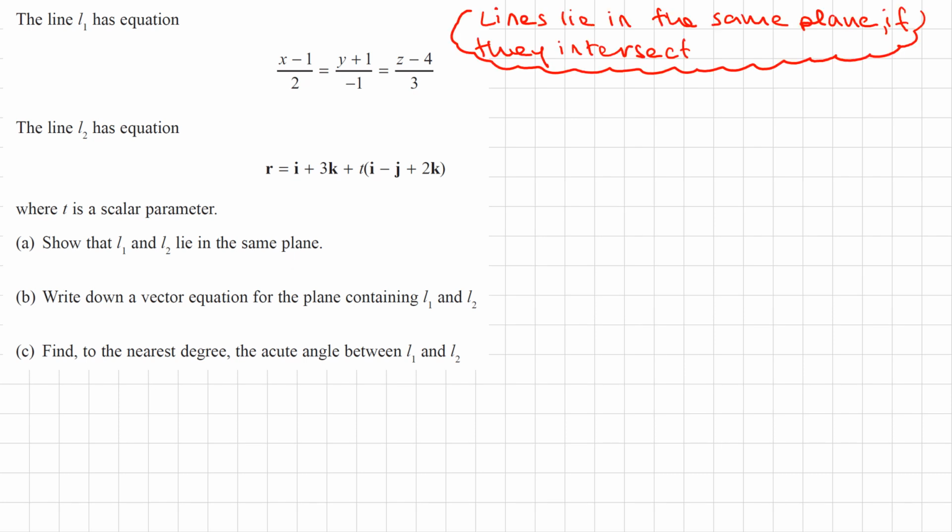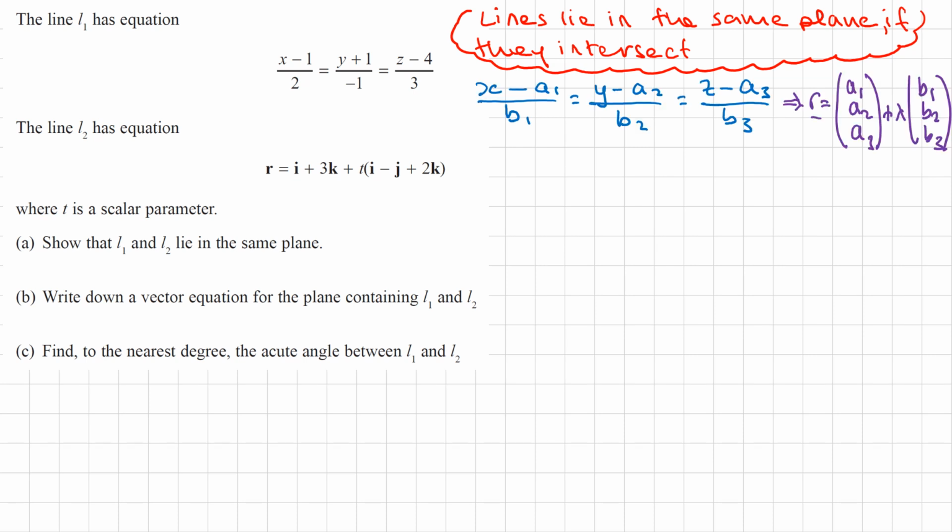Okay, so the first thing we need to note is that lines are in the same plane if they intersect. So we want to see if L1 and L2 intersect. We've got the equation for L1 in Cartesian form and the equation for L2 in vector form. We need them both in the same form so that we can solve them simultaneously. So I can either change the second equation to Cartesian form or change the first one to vector form. I'm going to change the first one to vector form. It doesn't really matter which method you use. There are other methods as well, but I'm just going to take this one.